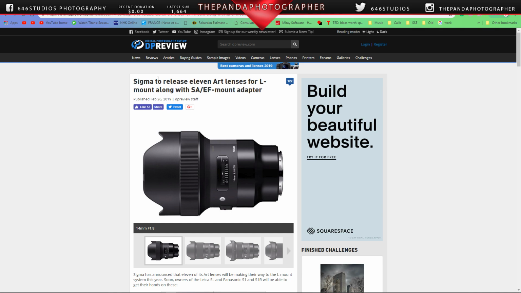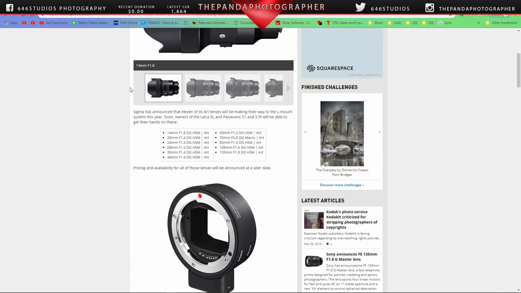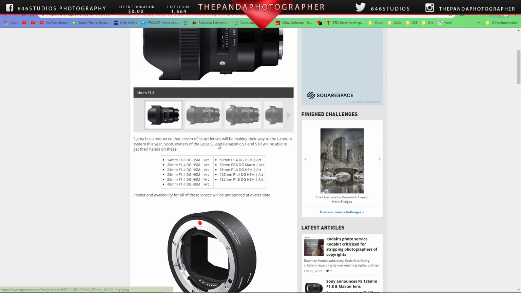So that means you can mount Canon EF lenses onto the L mount now. So if you are in possession of Canon lenses, you definitely can mount those on the L mount system with their new L mount adapter. And you can see it right here. But they also dropped bombs on you guys.